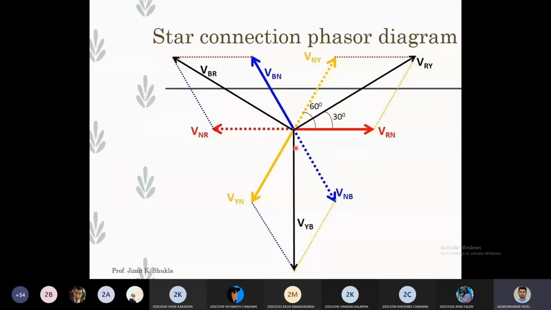This is the phasor representation of the line to line and line to neutral voltages. Red is line to neutral, blue is line to neutral, yellow is line to neutral. The black is the resultant that we will get. Again, the resultants are also 120 degrees apart. You can see here your phase to phase voltages between RY or YB are again 120 degrees apart from each other, same as the line to neutral. This is YN, this is RN, 120 degrees apart. Same way, your line to line voltages would be 120 degrees apart in all these three phase sequences.